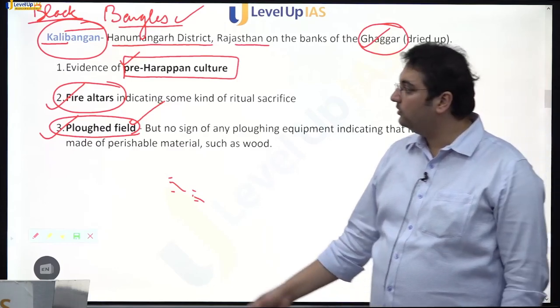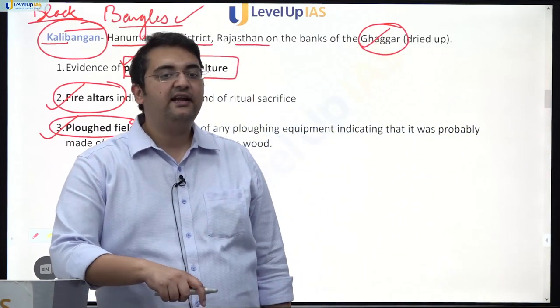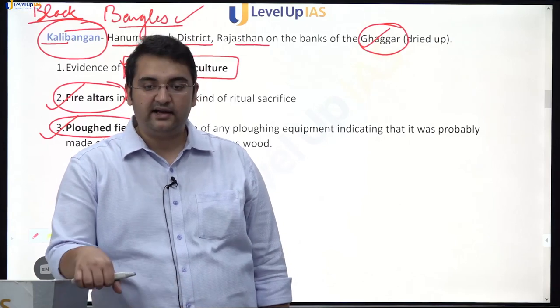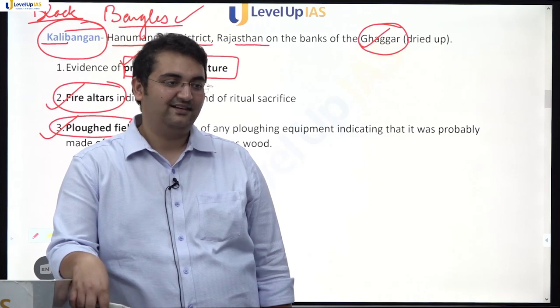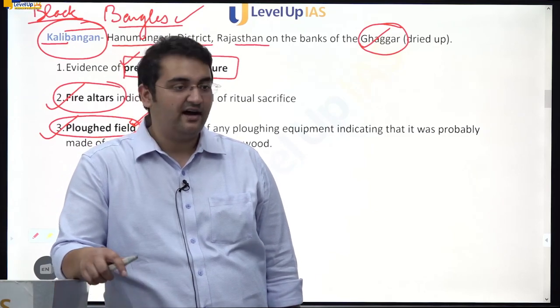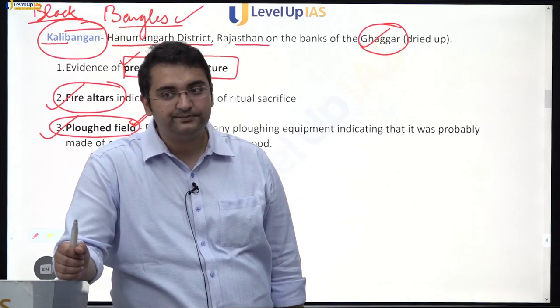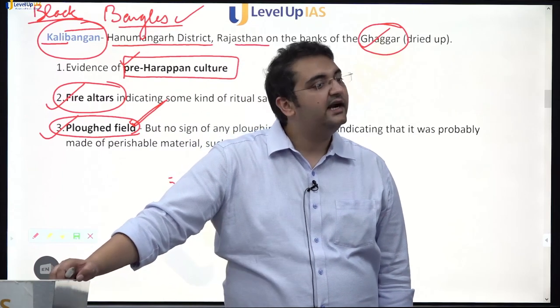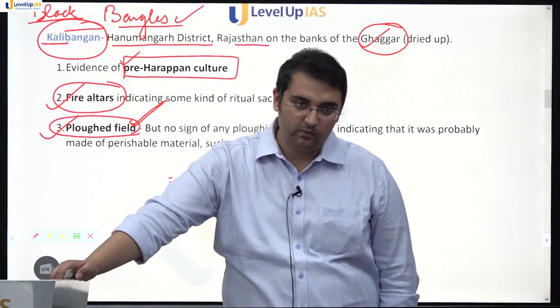Okay? So although we have discovered a plowed field, have we discovered any plow? Has a plow been found anywhere? No, it has not been found. Nahin, Banavali se terracotta replica of a plow mila hai. A plow has not been found. What does this indicate? That it was probably made out of some perishable material, maybe wood. Okay?